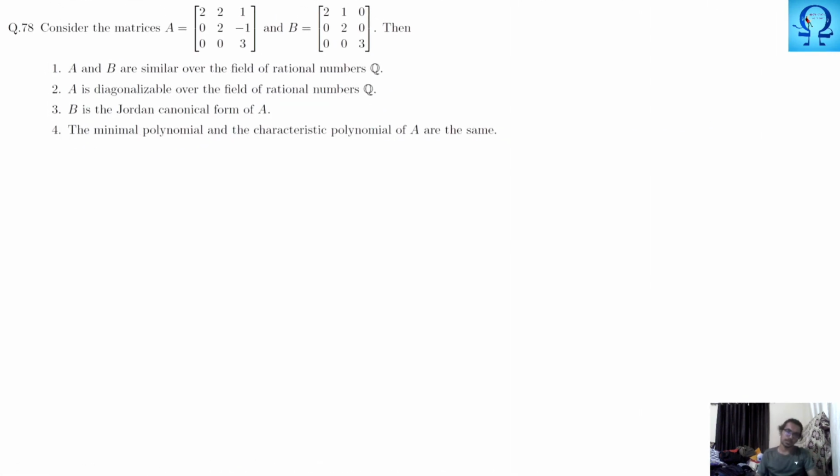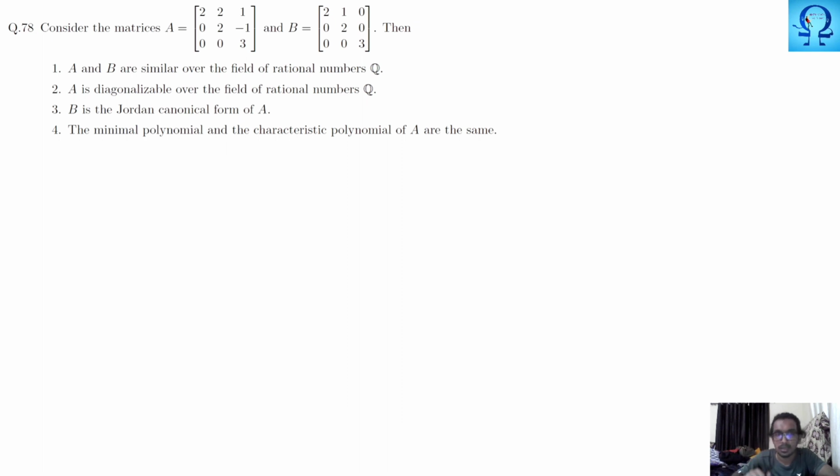Moving to the last question of this video, we have two matrices A and B. With these two matrices, we are asked to check four options. A and B are similar, that we will check. A is diagonalizable over the field of rational numbers. If it has to be diagonalizable, then what should we prove? The minimal polynomial consists of only the linear factors, right? That we'll have to check.